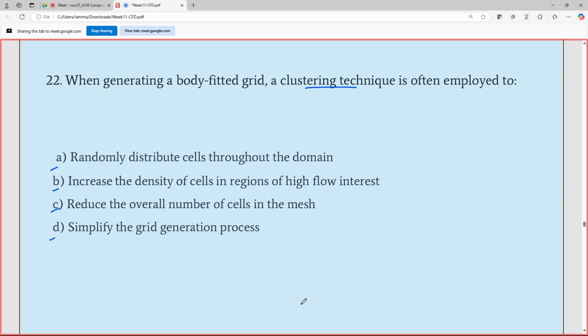Our answer is option B. By the word clustering itself, it's intuitive that we will be adding a lot of cells in a particular region. Clustering means addition or accumulation of something. If you think on that basis, we can easily find the answer. Increased density is related to clustering or accumulation. So our answer is option B, increase the density of cells in regions of high flow interest.